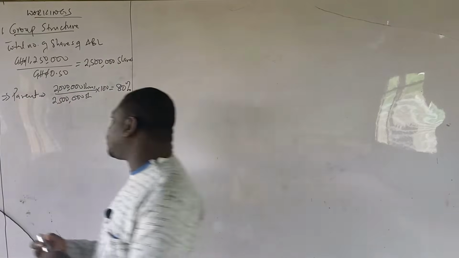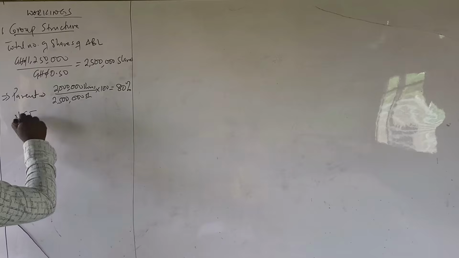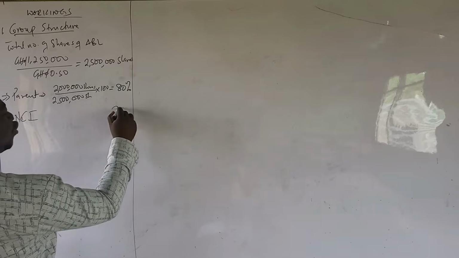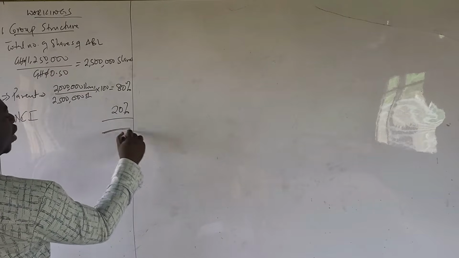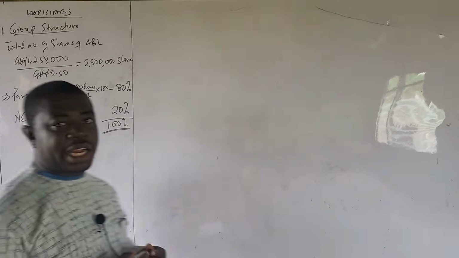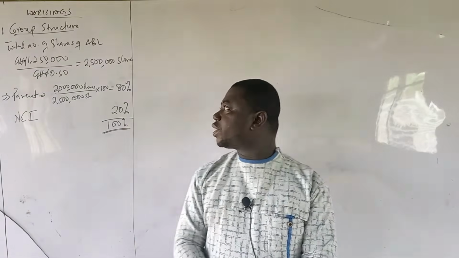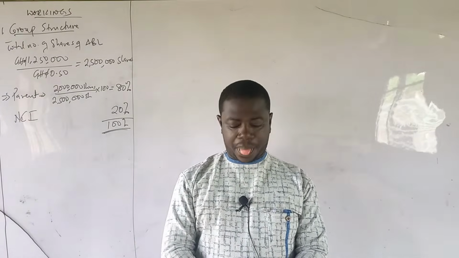So very, very important. And if the parent has 80% holding, then it means that the non-controlling interest, or NCI, will have 20% holding, giving us a total of 100. And this is the first working that I always tell you to do, to find the group structure. Very, very necessary.